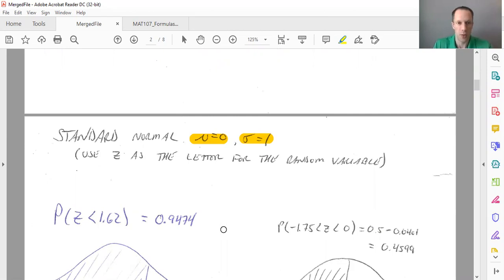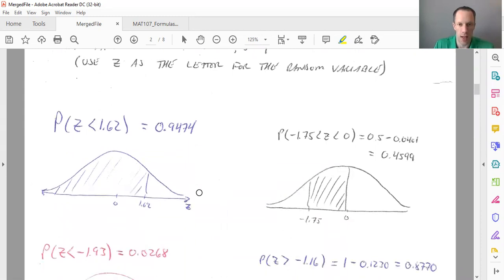When we work with this special case, we use a special letter for the random variable. Instead of using x like we usually do, we typically talk about the random variable with the letter z. Okay, so we could have some questions. I've got a lot of them listed here. I'm not going to go over every single one, but I'll go over a few of these with you. For example, we could say, what's the probability that our random variable z is less than 1.62?